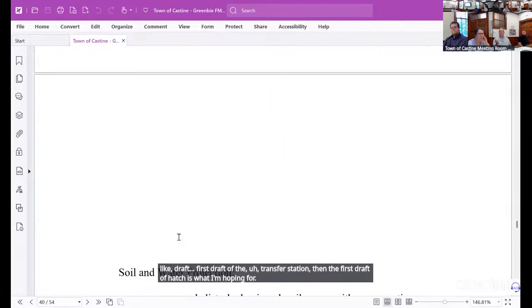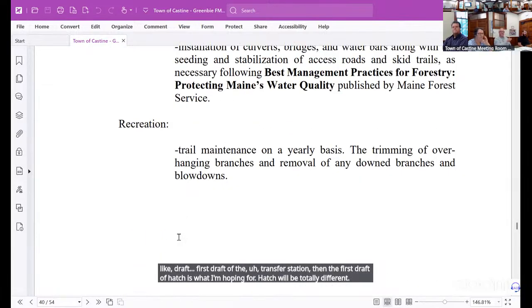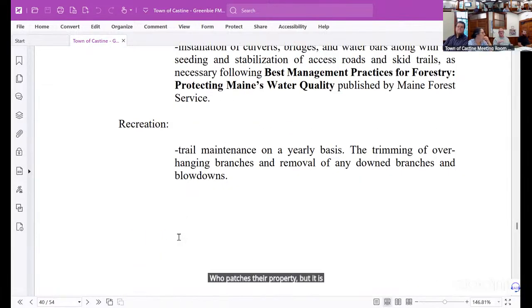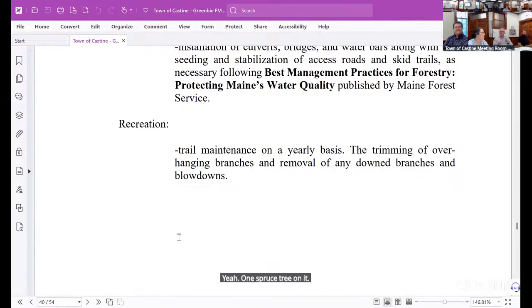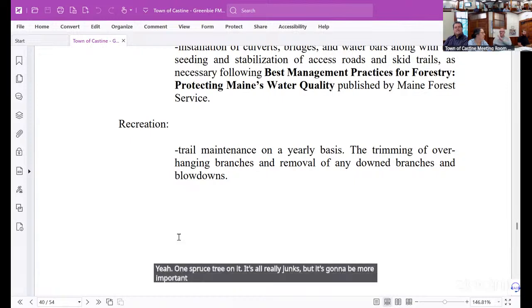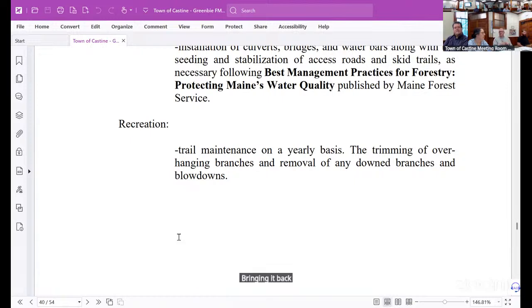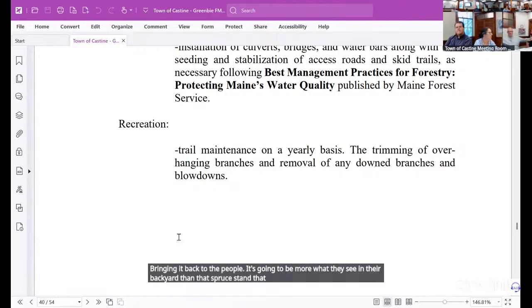Hatch will be totally different. Hatch is their property, but it is so different, there's not one spruce tree on it, it's all really junk. But I think it's going to be more important to this, bringing it back to the people. It's going to be more what they see in their backyard than that spruce stand we're enjoying and talking about, whether you should cut a spruce.